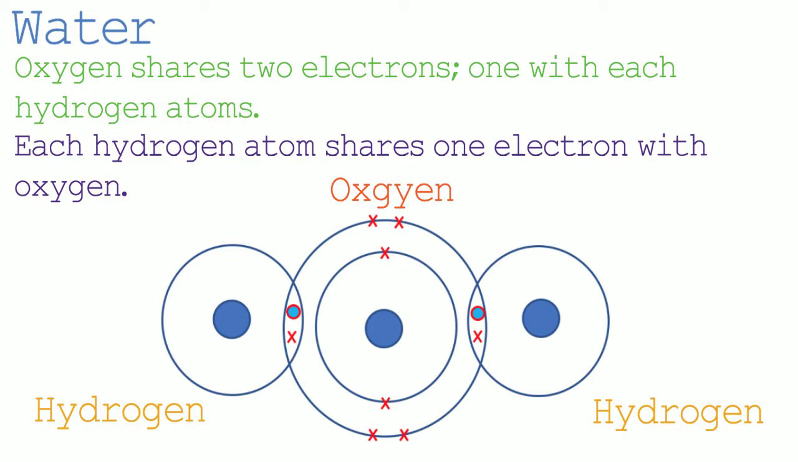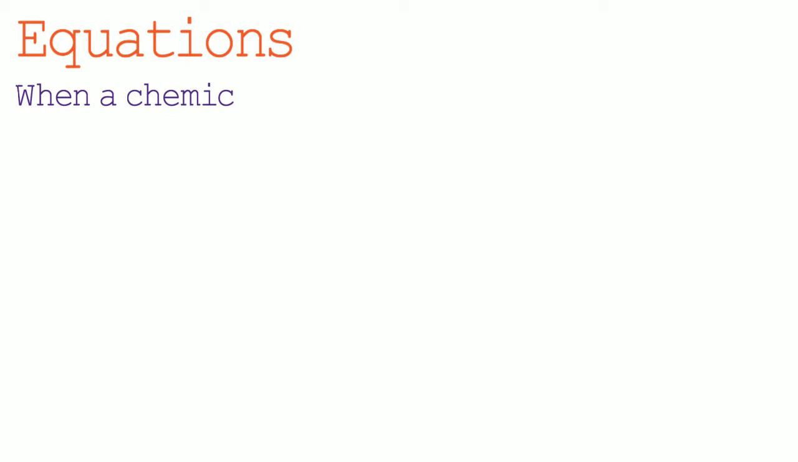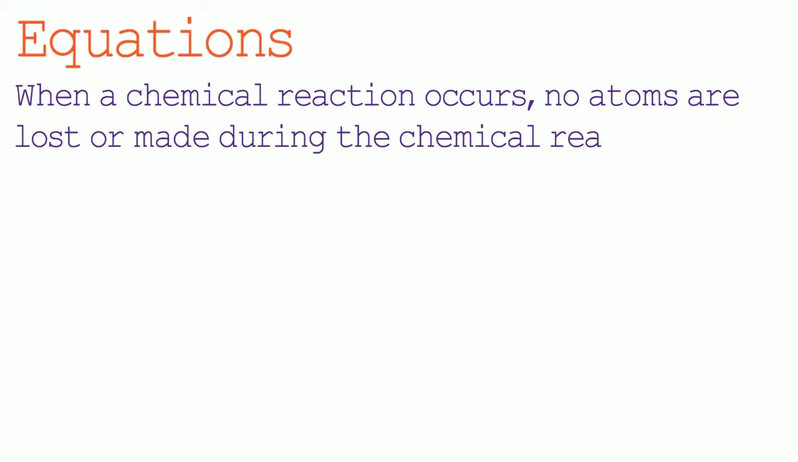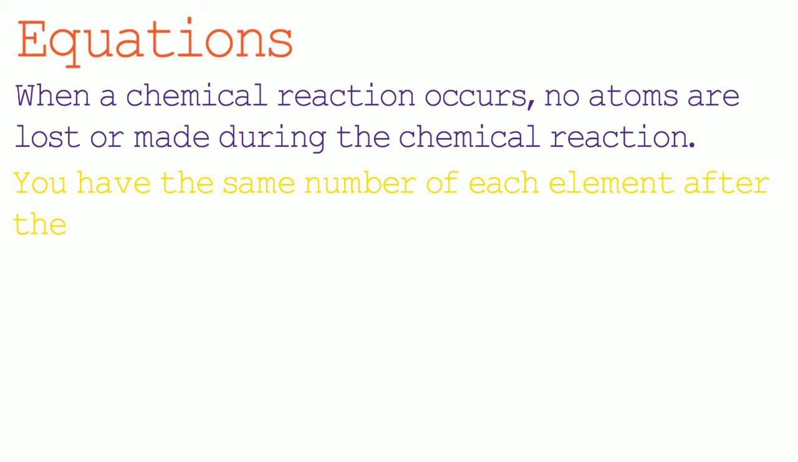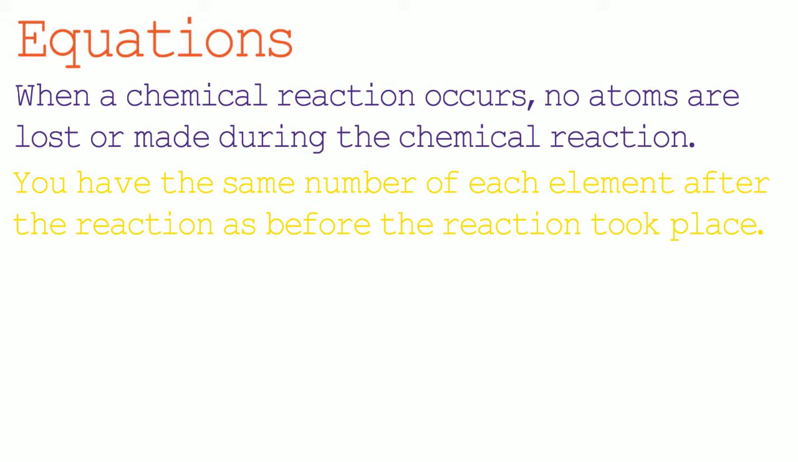When looking at chemical reactions, it is important to remember that a compound will have different properties to the properties of each element that it is made up of. The final part of this video will be looking at equations. When chemical reactions occur, no atoms are lost or made during the chemical reaction. You have the same number of each element after the reaction as before the reaction took place. This means that the mass of all the atoms before the reaction is the same as the mass of all the atoms after the reaction.